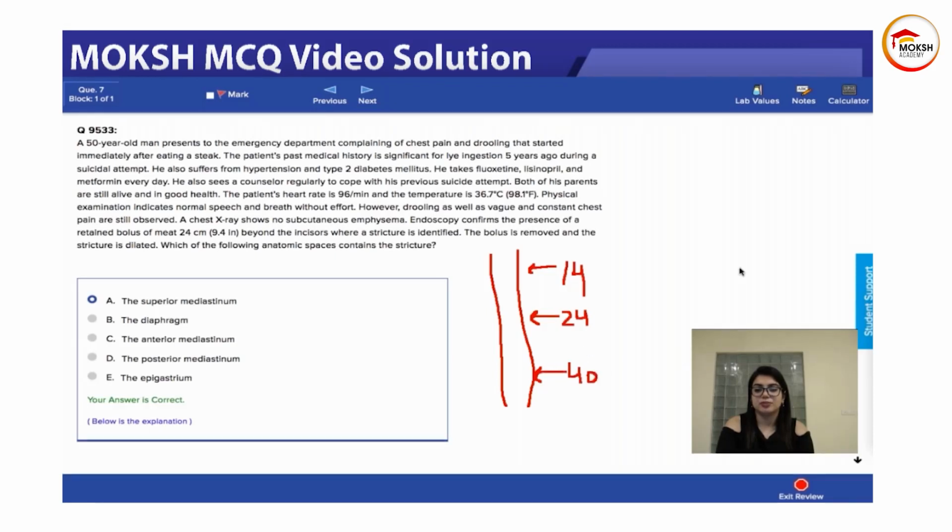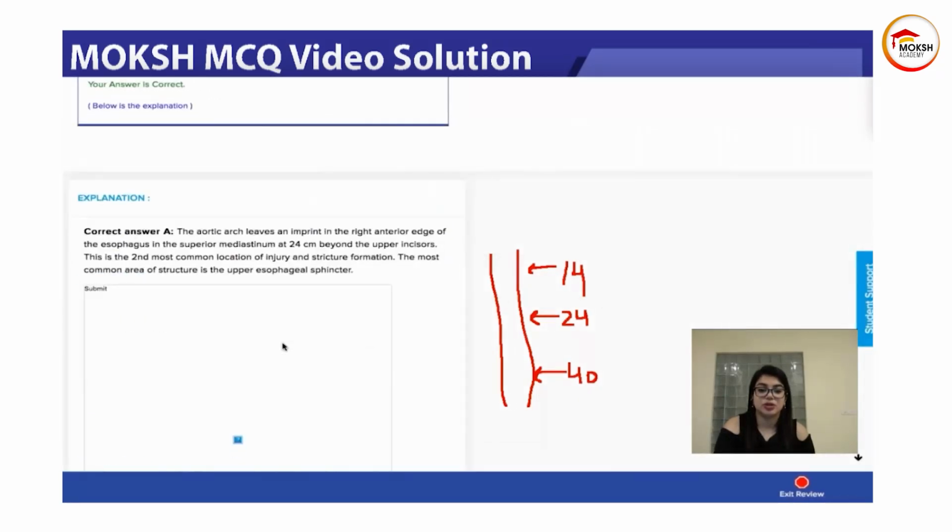They're measured from the incisors. So what is the 14 one? It is the cricopharyngeus muscle, okay? So the 14 is the cricopharyngeus. What is 24? 24 is the arch of aorta, very good. And what is 40? Hiatus of diaphragm, okay? So 40 is where it meets your diaphragm.